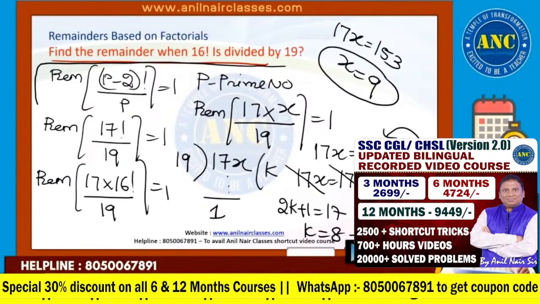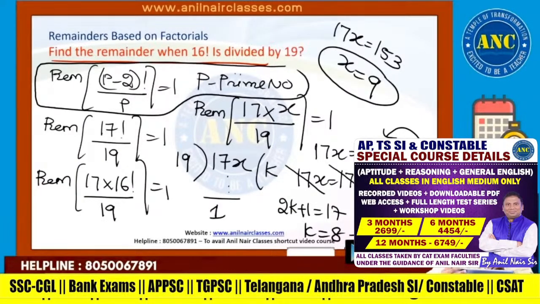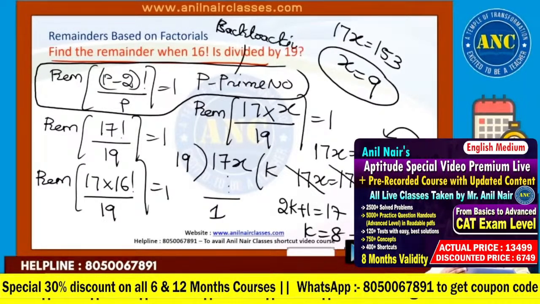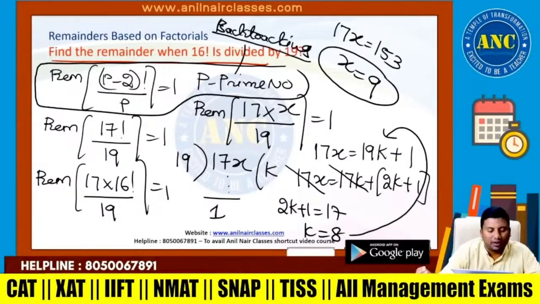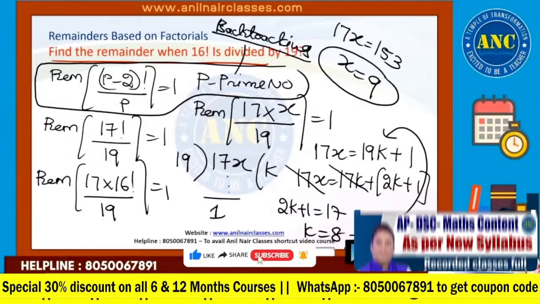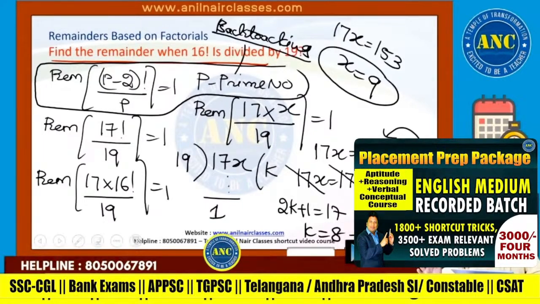Remainder 1. P minus 2 factorial divided by P is 1 when P is a prime number. Again, what did I use in this question? I used the backtracking method. P minus 2 factorial by P is 1. 17 factorial by 19 is 1. From there I went. This is a very long method. Directly you can tell the answer if you know the approach. I hope this approach is clear.